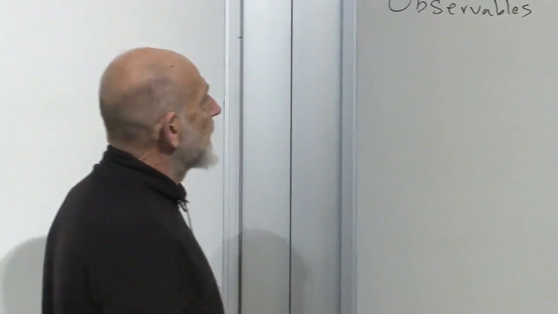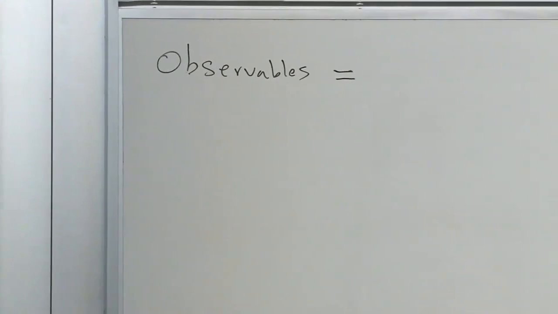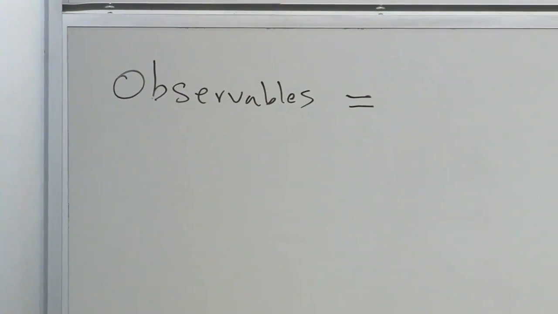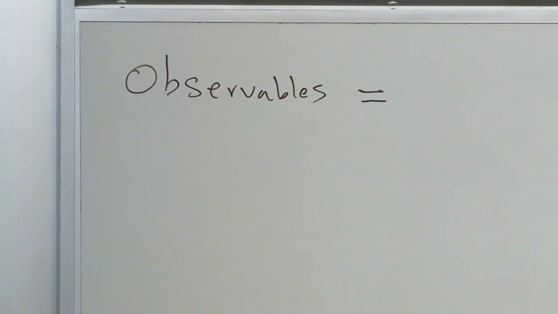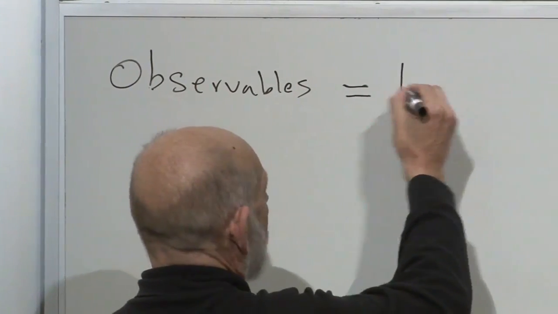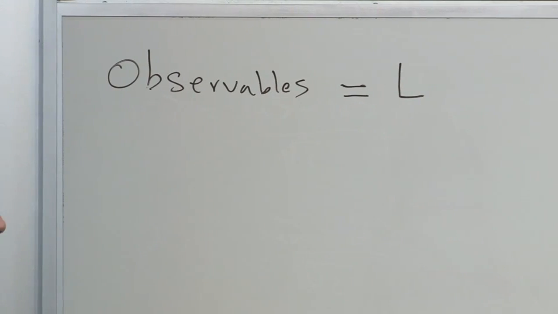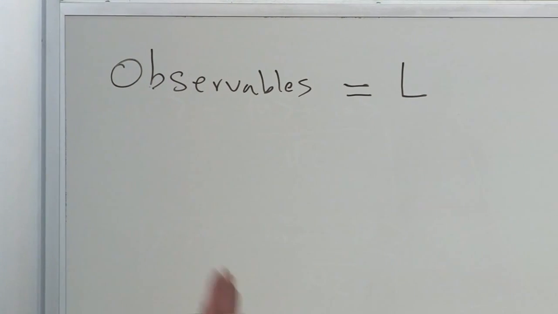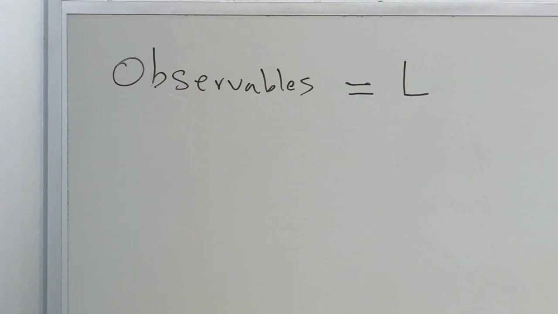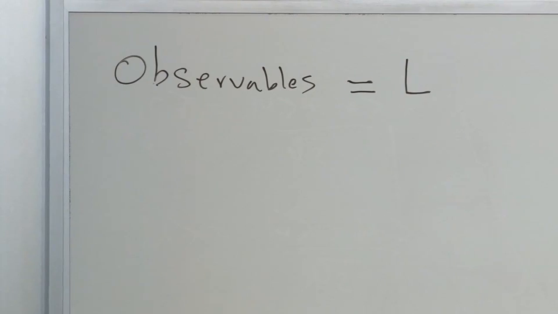Observables are represented, and I'll just use the equal sign to indicate that, by Hermitian operators. I'll use the symbol L for the moment for Hermitian operator. Not all linear operators are Hermitian, and it will not always be the case that the symbol L will stand for a Hermitian operator. But right now, L stands for any Hermitian operator. Every observable is identified with a Hermitian operator.